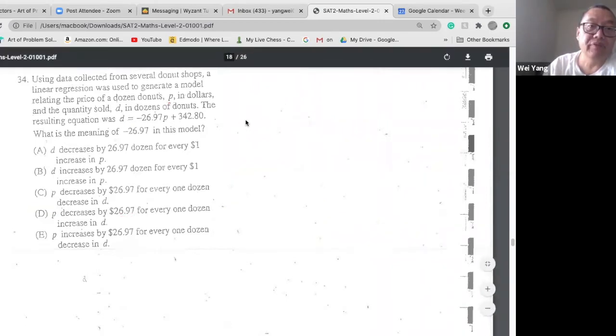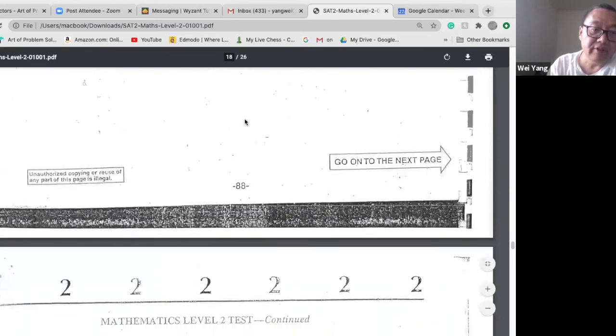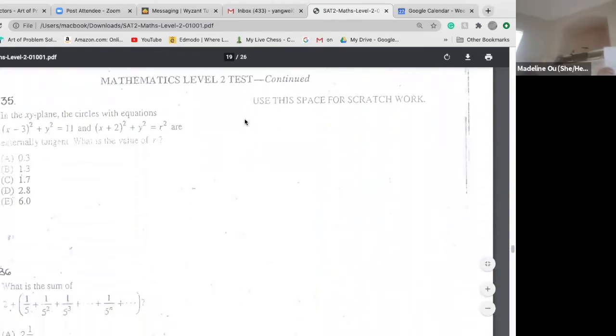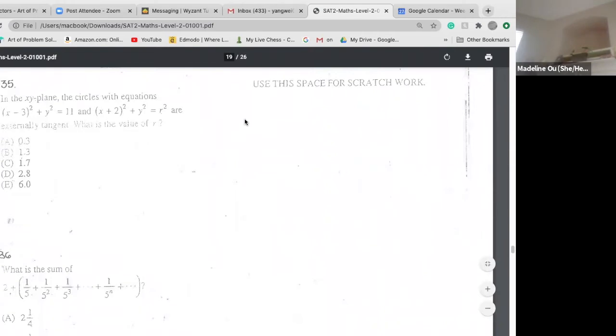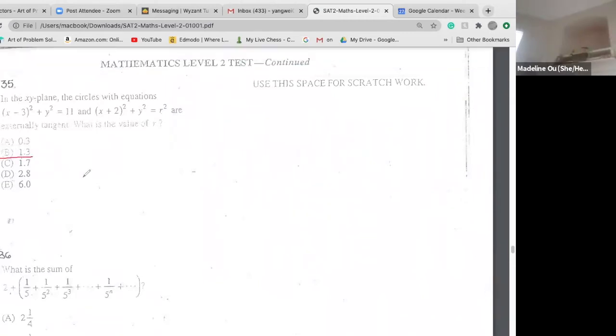Okay, very good. Now let's see. What's the answer for 35? B. B. Now let's see. In the xy plane, the circles with this equation and this equation are externally tangent. What's the value of r?